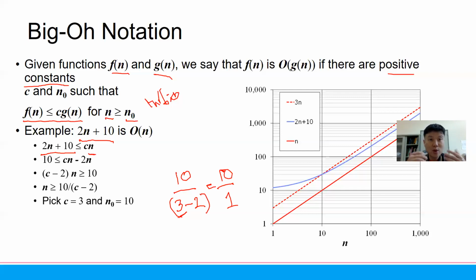So if you have 20, then it depends on the 20 number of the data. If you have 100 data, then it will depend on the 100 data. So it will be fixed according to the n, according to the number of data.